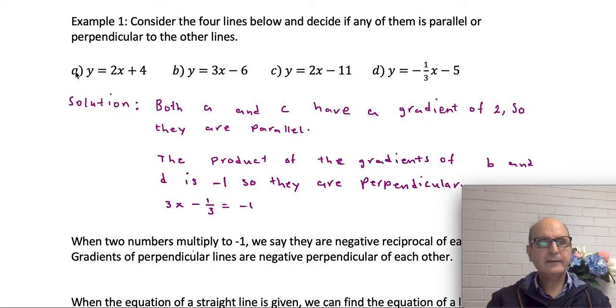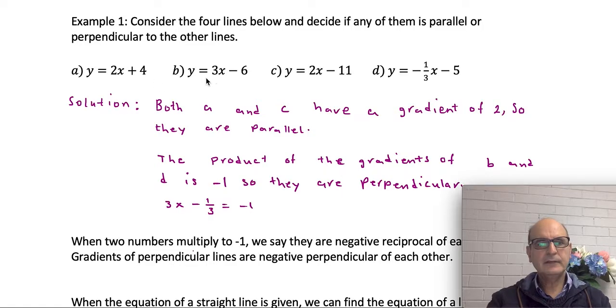If you look at A and C, remember the number next to x is your gradient. So that's 2 and that's 2 as well. So both have the same gradients. So the lines given at A and C are parallel because they have the same gradient.